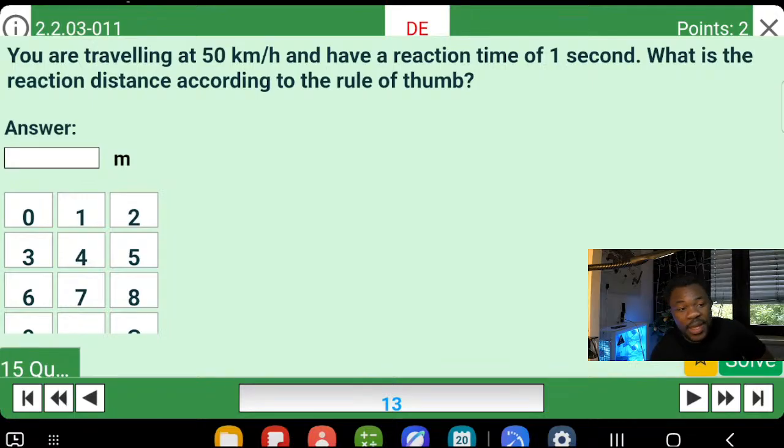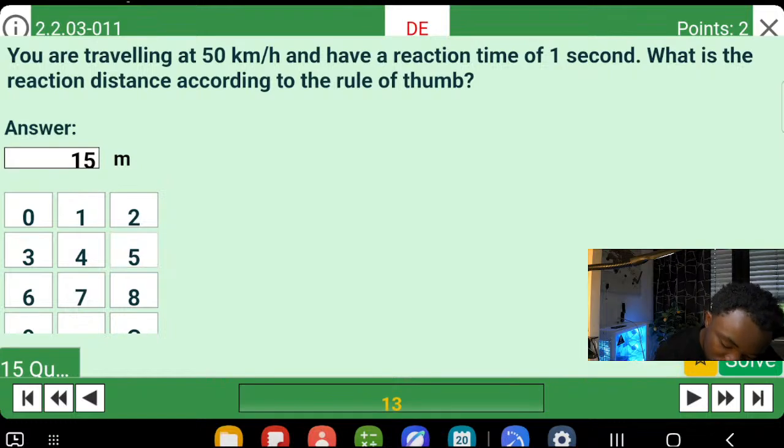What is the formula to get the reaction distance? Reaction distance is simply the speed traveling divided by 10 times 3. What is the speed traveling? 50. 50 divided by 10 is 5. 5 times 3 gives us 15. 15 meters.